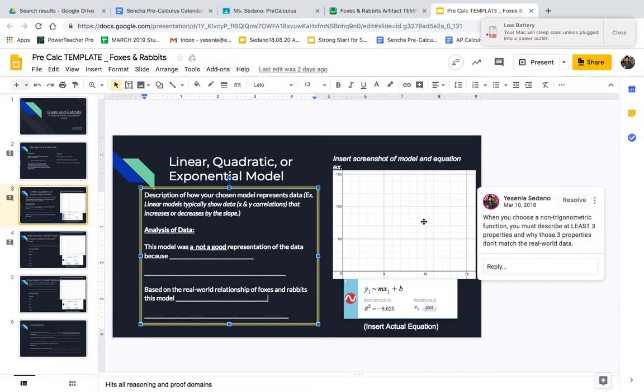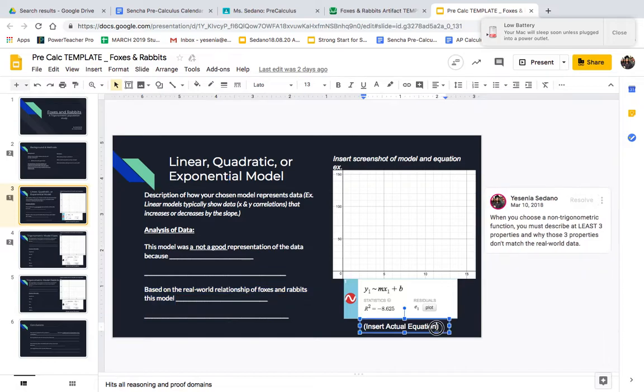But what I want here is a screenshot of a bad model, and specifically let's do foxes. So choose for fox data a bad model. And then you want to make sure you connect it back to what we're talking about. Connect it back to the relationship between foxes and rabbits, and do make sure that you include your screenshots and type out the actual equation of the function here. So Desmos is going to give you the m and the b in this scenario down here.